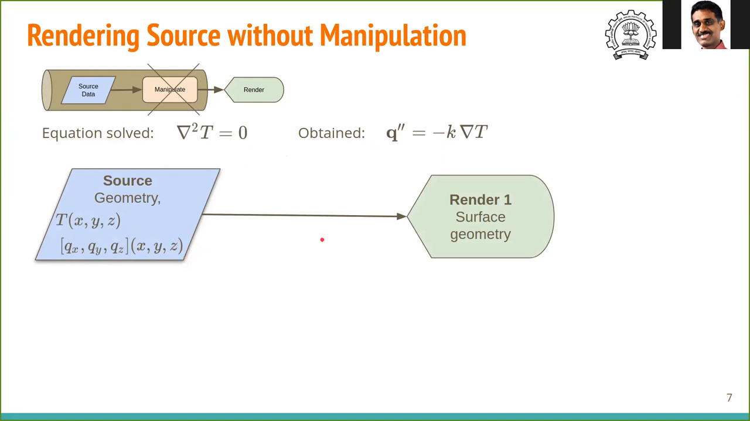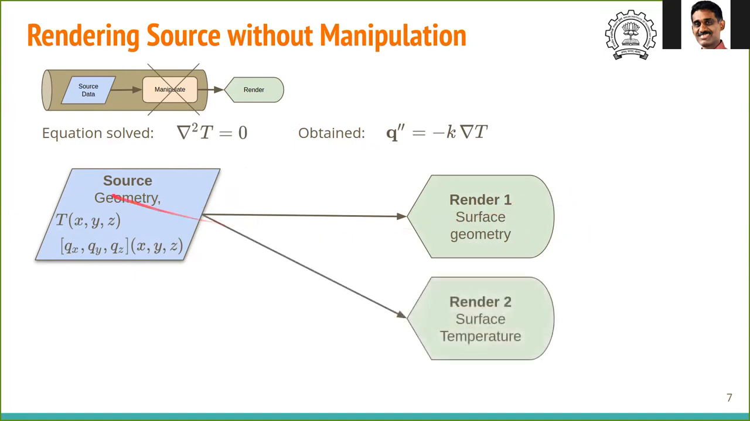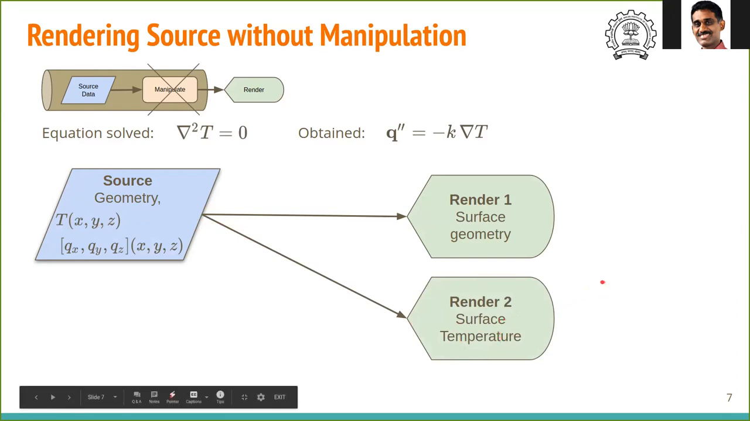And the question we want to ask is, I want to render firstly just the geometry. So I'm not interested in the rest. Let me just take a look at the geometry. So I take the data and directly render the geometry. That is usually the default view. Secondly, I want to just represent the temperature, but not everywhere. I just want to represent the temperature on the surface. So let's see how this is done.